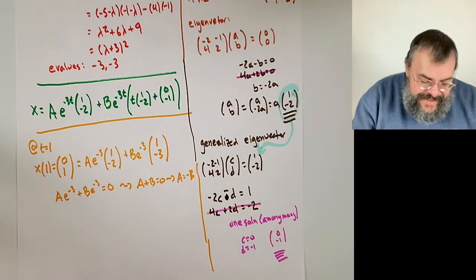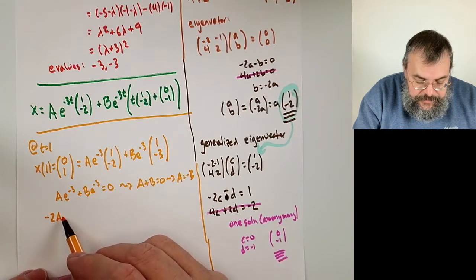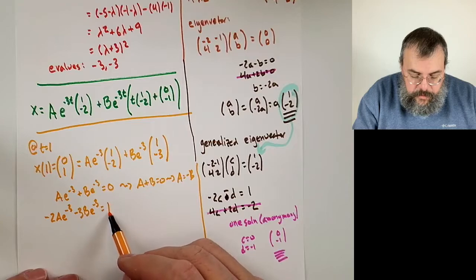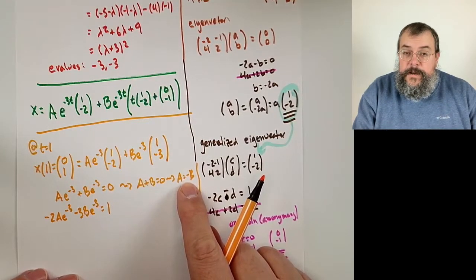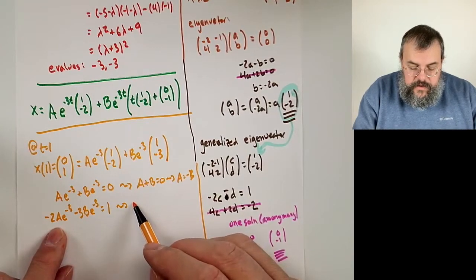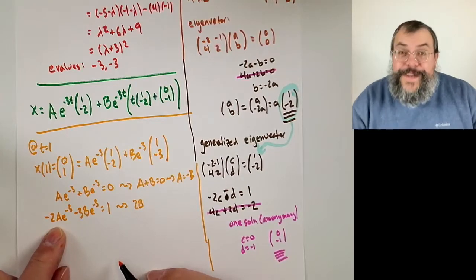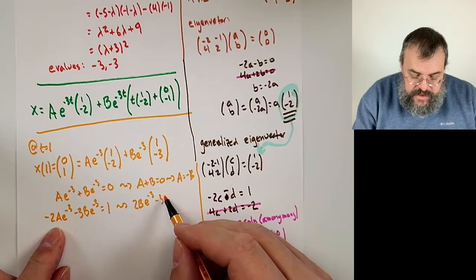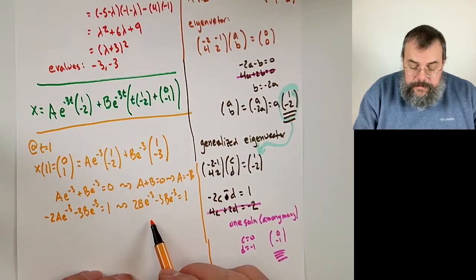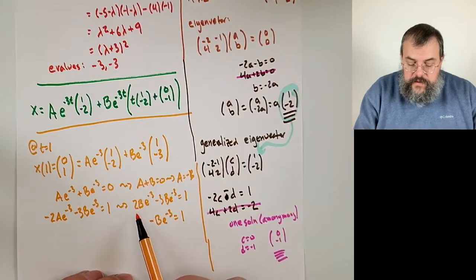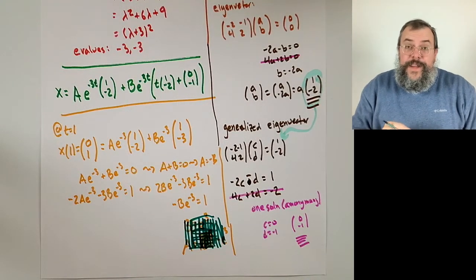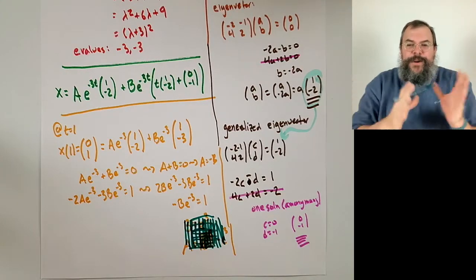There's a second equation. So what does that equation say? It says minus 2A e to the minus 3 minus 3B e to the minus 3 equals 1. But remember, we said A equals minus B. So if we put that in, what does that say? Well, that would say 2B e to the minus 3 minus 3B e to the minus 3 equals 1. So we subtract, and we end up with minus B e to the minus 3 equals 1, because there's 2B minus 3B. Well, I made some small mistakes, and so I want to fix myself now. As the saying goes, check yourself before you wreck yourself.